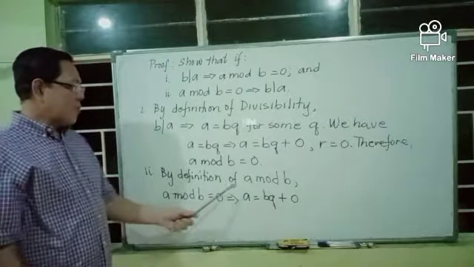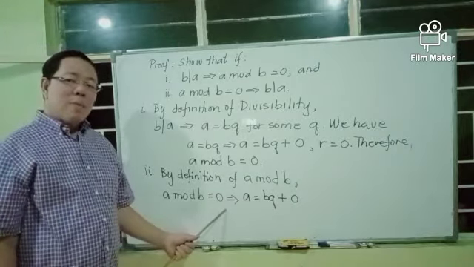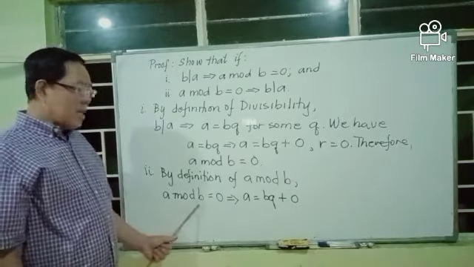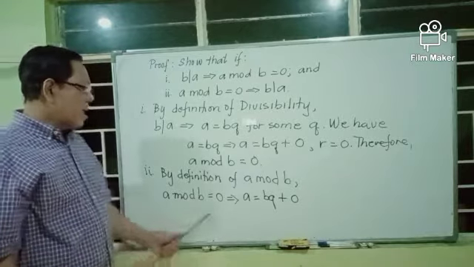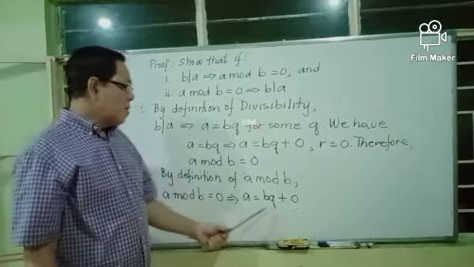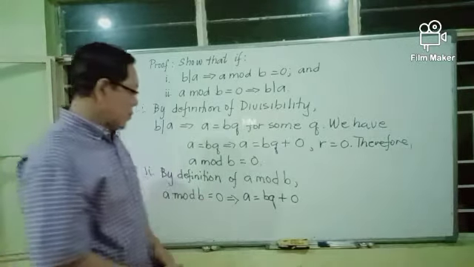Again, by definition of A modulo B, if A modulo B is equal to 0, by the division algorithm, if A is divided by B, the remainder is 0. And A can be written as B times the quotient plus the remainder 0. But BQ plus 0 simplifies to BQ.